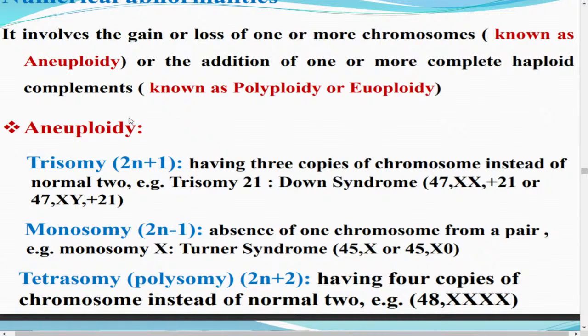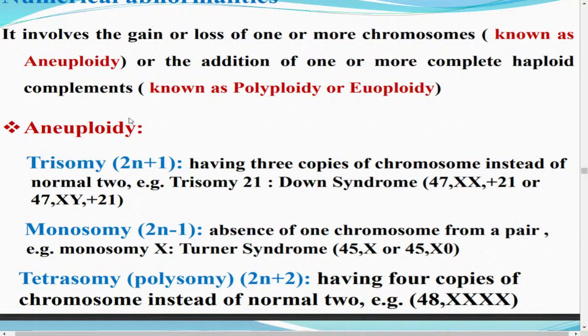Monosomy, -1 chromosome. As we can see here, monosomy with 45,X or X0, without the Y, without the XX here, in the monosomy.